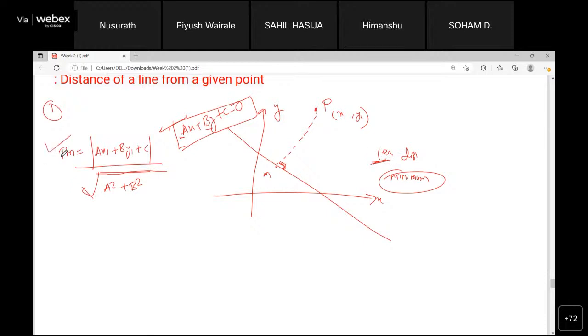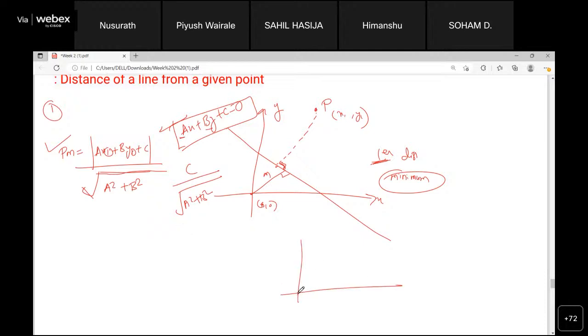Please remember if you want to find out the distance of a line from a given point, right? If we want to know the distance from the line to the origin, can we use the same formula? Yes, from the line to the origin, right? Here instead of x1 and y1, the point will be 0 comma 0. That's it. Just put 0, 0. It will be c upon the square root of a square plus b square only.